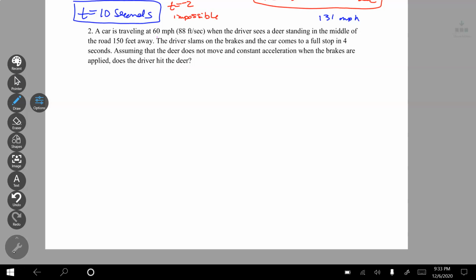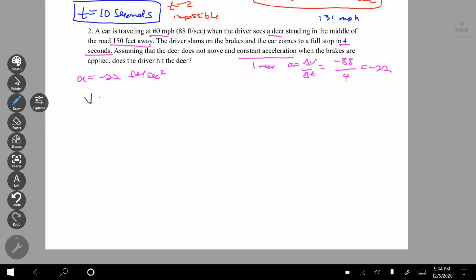So let's say you're driving at 60 miles per hour and you see a deer 150 feet away, and you slam on the brakes and it takes you 4 seconds to stop. Are you going to hit the deer or not? Well, constant acceleration means linear, which is a equals change in v over change in t, which is negative 88 feet per second divided by the 4 seconds, which I get negative 22. So my acceleration is negative 22 feet per second squared.